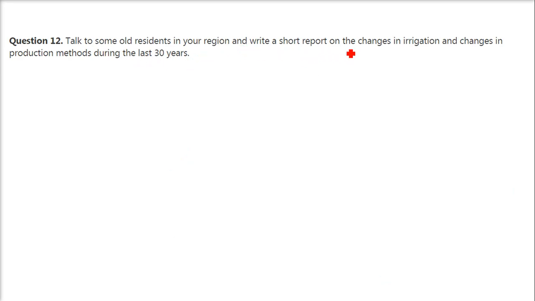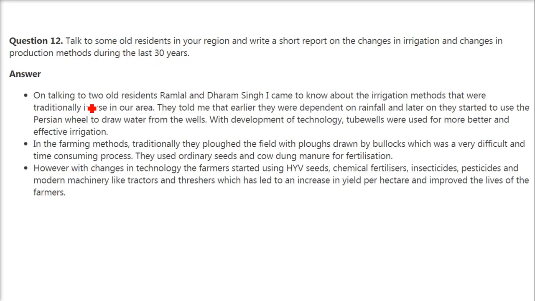Talk to some old residents in your region and write a short report on the changes in irrigation and changes in production methods during the last 30 years. So on talking to 2 residents, Ramlal and Dharam Singh, now this question has to be answered totally by you. I'm just giving you an idea. You can change the names, you can change the numbers.